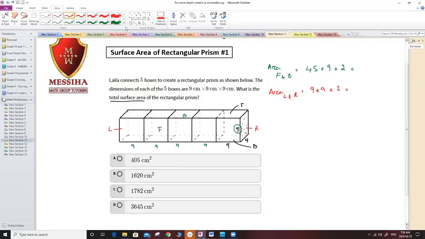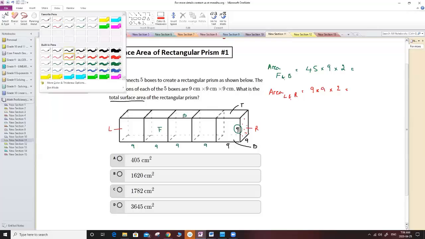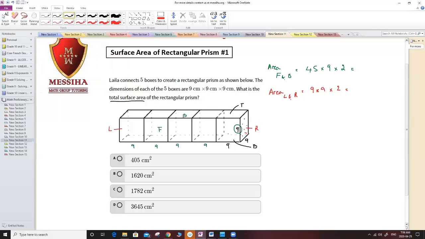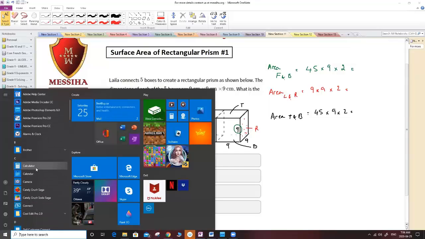And the last one, top and bottom, this is in black. You see it here in the top and in the bottom. Again, this is 9 by 45. So again, area of top and bottom is going to be exactly 45 times 9 times 2, which is exactly matching the first one. Now I can calculate the final result at the end using the calculator.